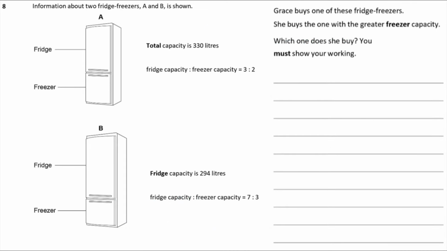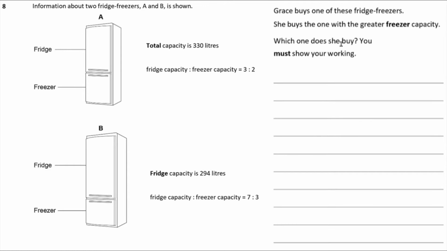Question 8, information about two fridge freezers A and B is shown. Okay, so we've got fridge freezer A, total capacity of 330 litres, and the fridge capacity to the freezer capacity is 3 to 2. And we've got fridge freezer B. It's got a total capacity of 294, so slightly less. The fridge capacity to the freezer capacity is 7 to 3. You can see the freezer capacity looks slightly smaller compared to its rival.